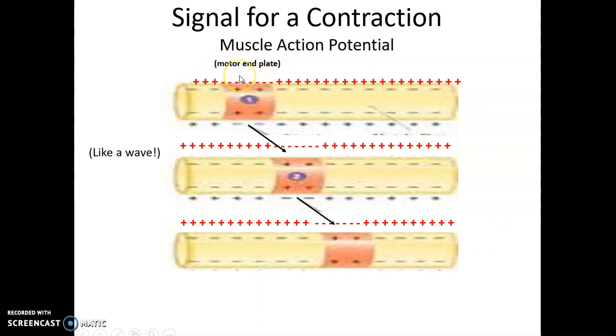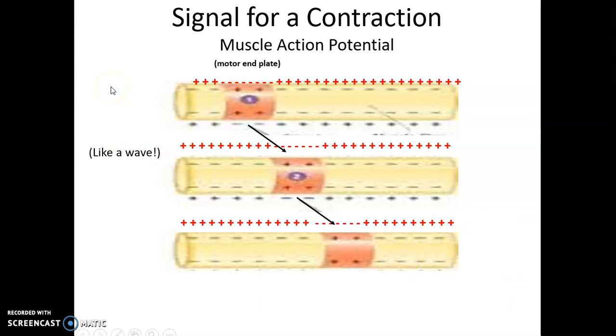All right, so here is the motor end plate. And the motor end plate has a ton of acetylcholine bind to its receptors, leading to lots of sodium ions entering the cell, causing the inside of the cell to become positive, causing this significant change in charge at the motor end plate. This then causes neighboring voltage-gated channels to open. Ions then flood into this part of the muscle fiber, changing the charge there. This then causes voltage-gated channels to open in the next part of the muscle fiber. Ions flood in, changing the charge, and so on down the length of the muscle fiber.